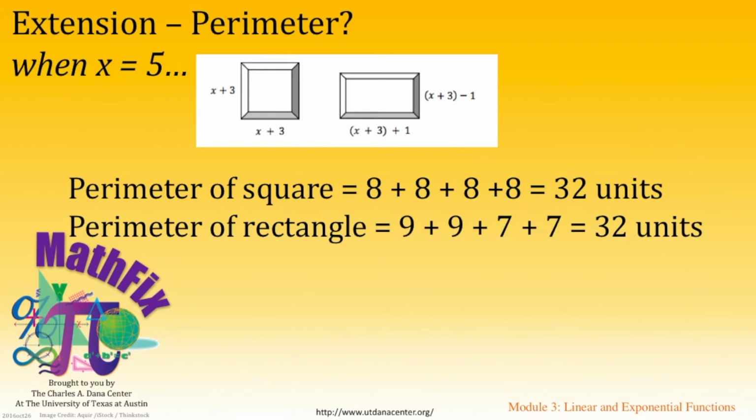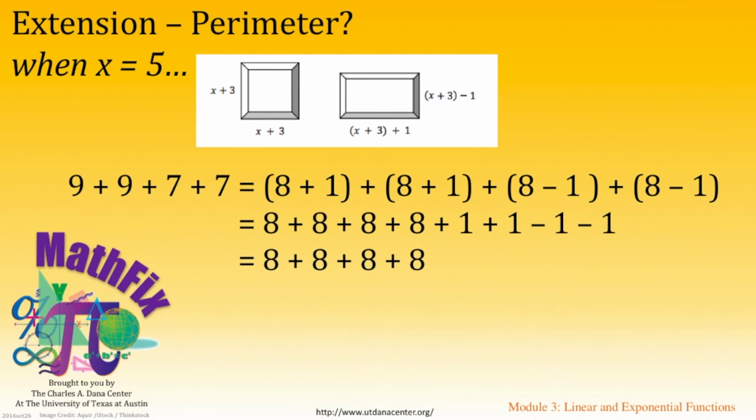Well, going back to the scenario where x equals 5, we can see that to calculate the perimeter of the square, we need to add up 8 plus 8 plus 8 plus 8 for a perimeter of 32 units. For the rectangle, we would add up 9 plus 9 plus 7 plus 7, also giving a perimeter of 32 units. The perimeter of the rectangle can be rewritten as the quantity 8 plus 1 plus the quantity 8 plus 1 plus the quantity 8 minus 1 plus the quantity 8 minus 1. Rearranging, we see that the 1's cancel out, and we have the same perimeter as the square.